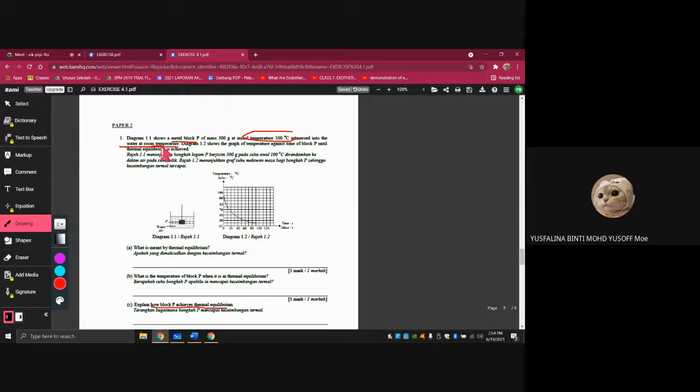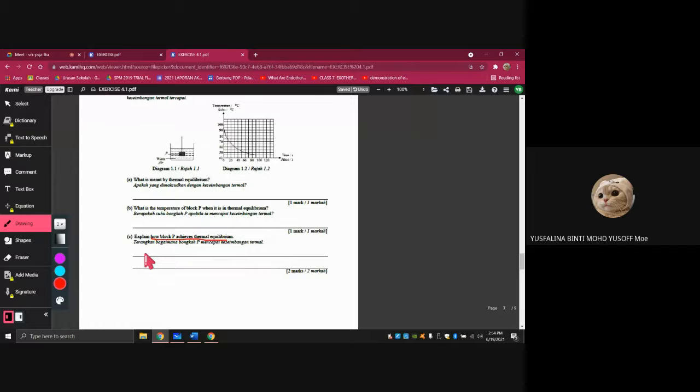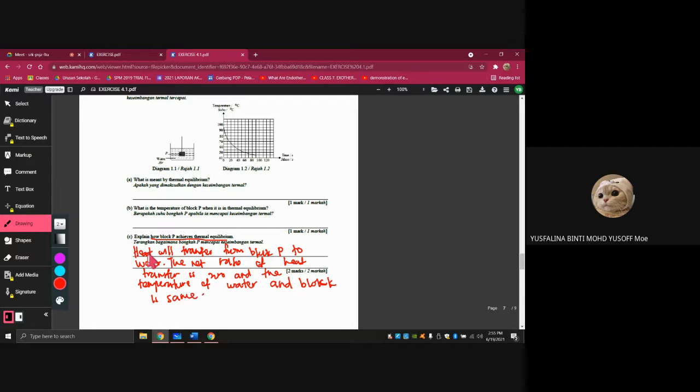You need to state the direction of heat transfer. So here, heat will transfer from block P to water, 1 mark. And then after that, you will say the net rate of heat transfer is 0, and the temperature of water and block is the same. So that is for the 2 marks.